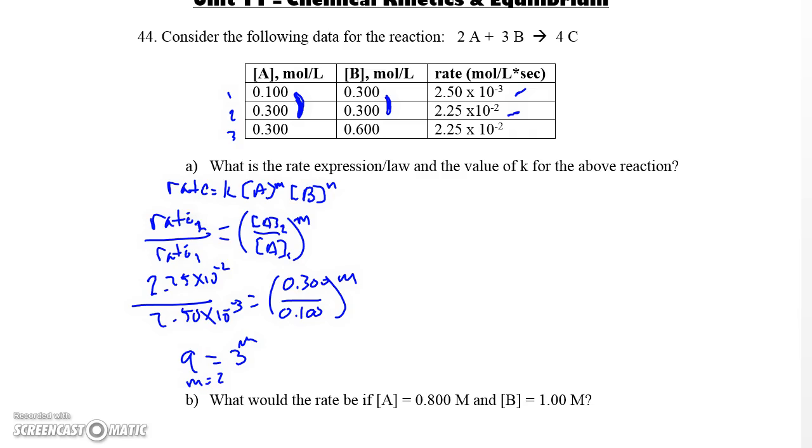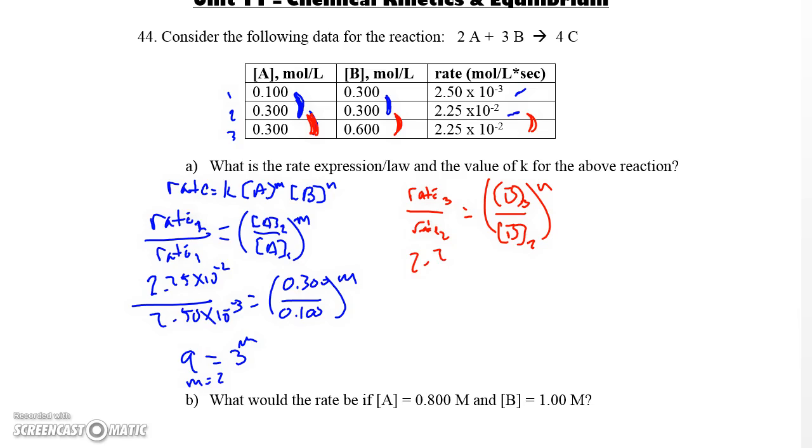We're going to do the same thing. This time we're going to look at experiments 2 and 3, because in experiments 2 and 3, only the concentration of B changes. So the concentration of A stays the same, the concentration of B changes. So any difference in my rates is going to be because of my different concentrations of B. So we'll do rate 3 over rate 2 is equal to the concentration of B from experiment 3 over the concentration of B from experiment 2 raised to some number n.